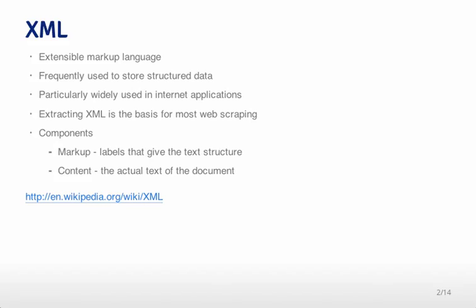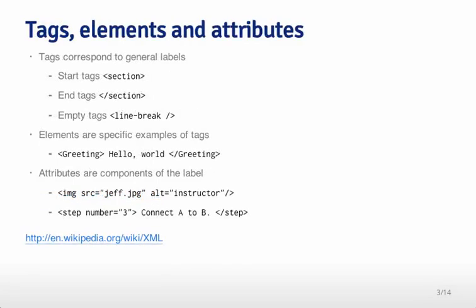There are two components to an XML file. There's the markup, which is the labels that give the text structure. If you just started typing, you would end up with an unstructured text file. The markup is the way that you add labels so that the file ends up being structured. And then the content is the actual text that you type in between the labels that give structure to the text. To be a little more concrete, we'll talk about tags, elements, and attributes.